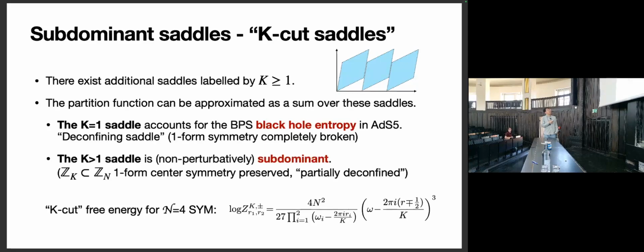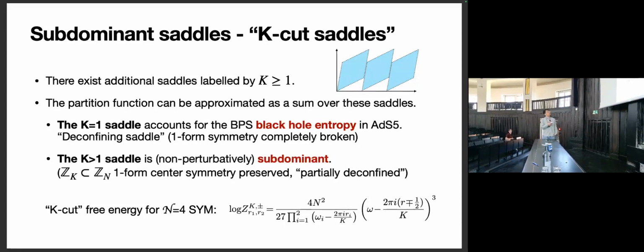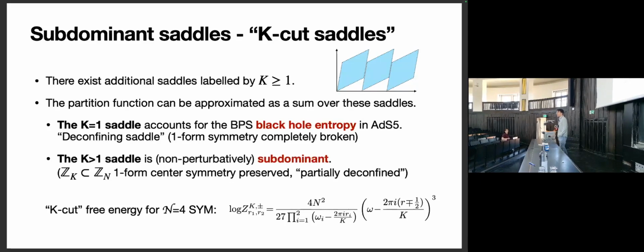But there also exists this quote-unquote k-cut saddle, where we have k copies of the parallelogram. So this also solves the saddle point problem. This saddle preserves a Z_k subgroup of the one-form center symmetry. So that looks like either a partially deconfined or partially confined phase.